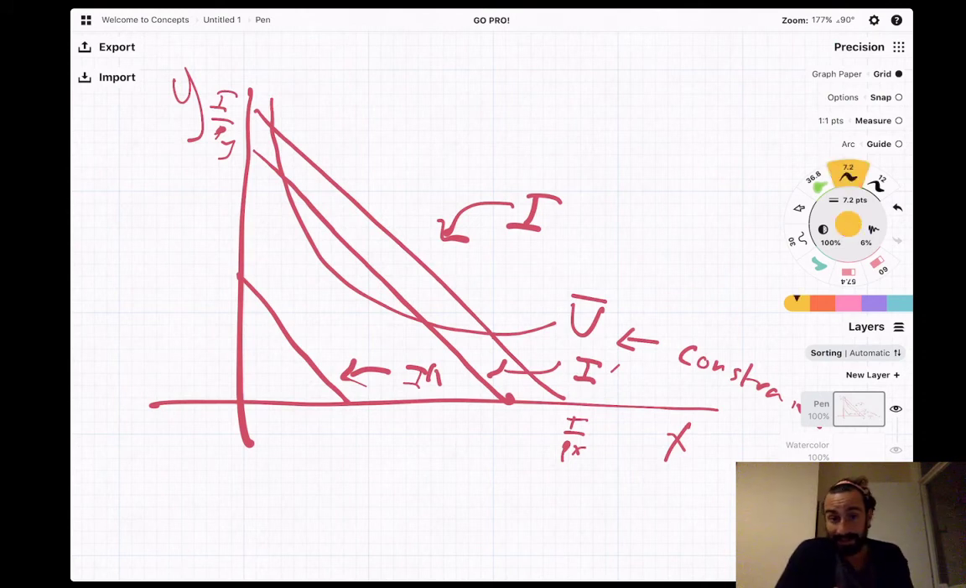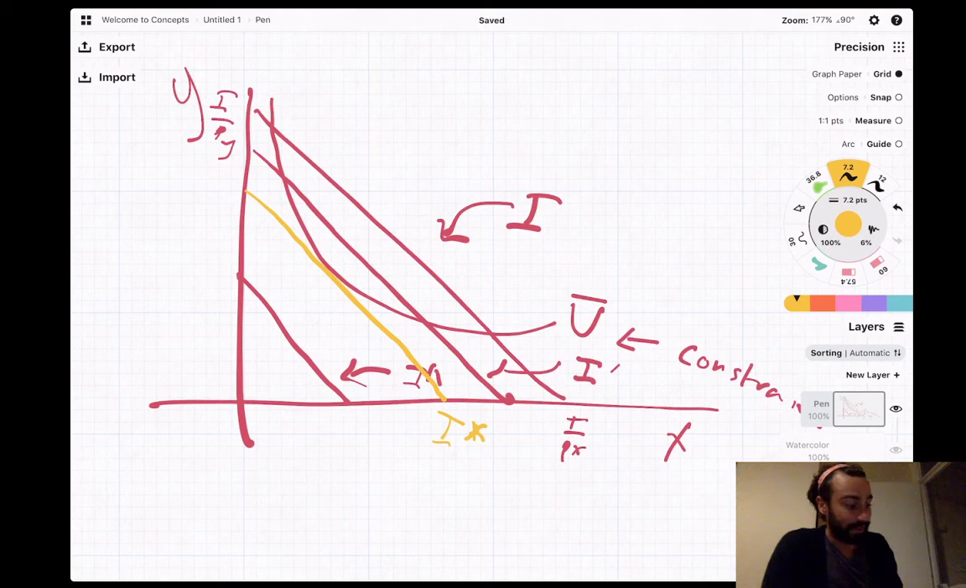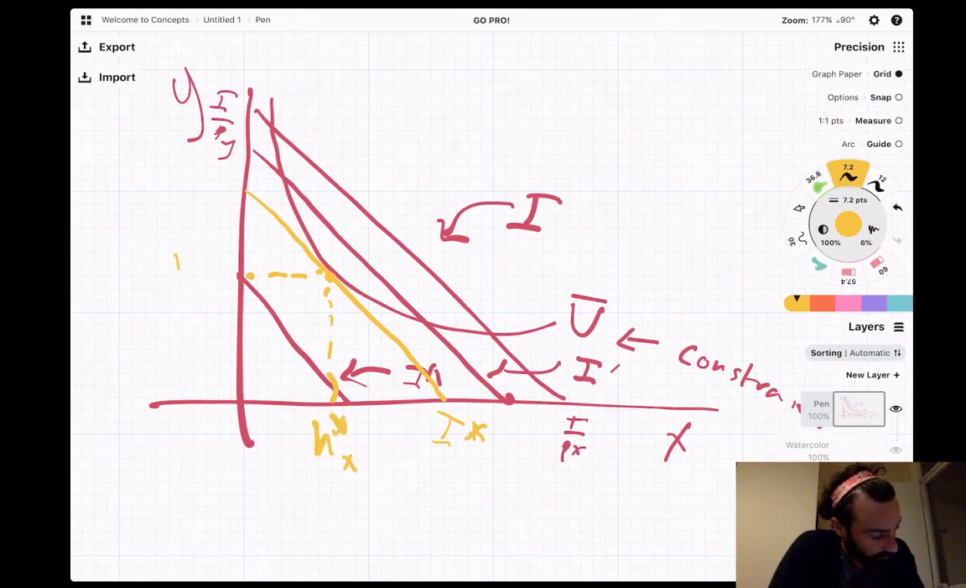The cheapest expenditure is going to be exactly when the line just stops touching it, right? When it just gets past it, which of course is going to be given by a tangency. We'll call this I star, although it's actually maybe better to call it E. And we're going to have a consumption of, not x star, h star x and h star y.